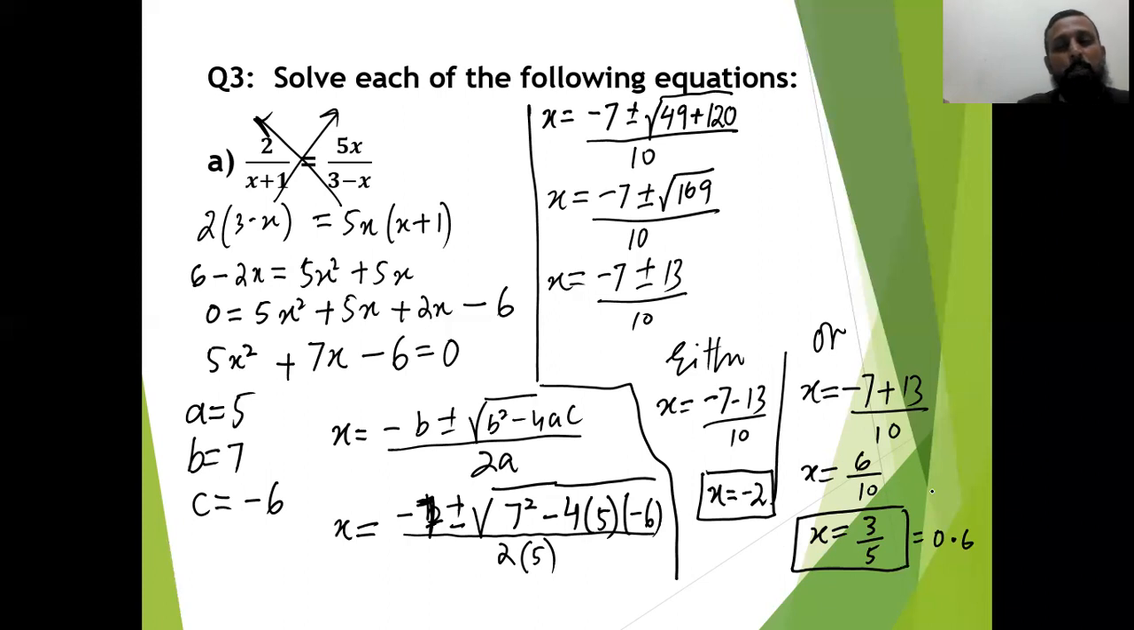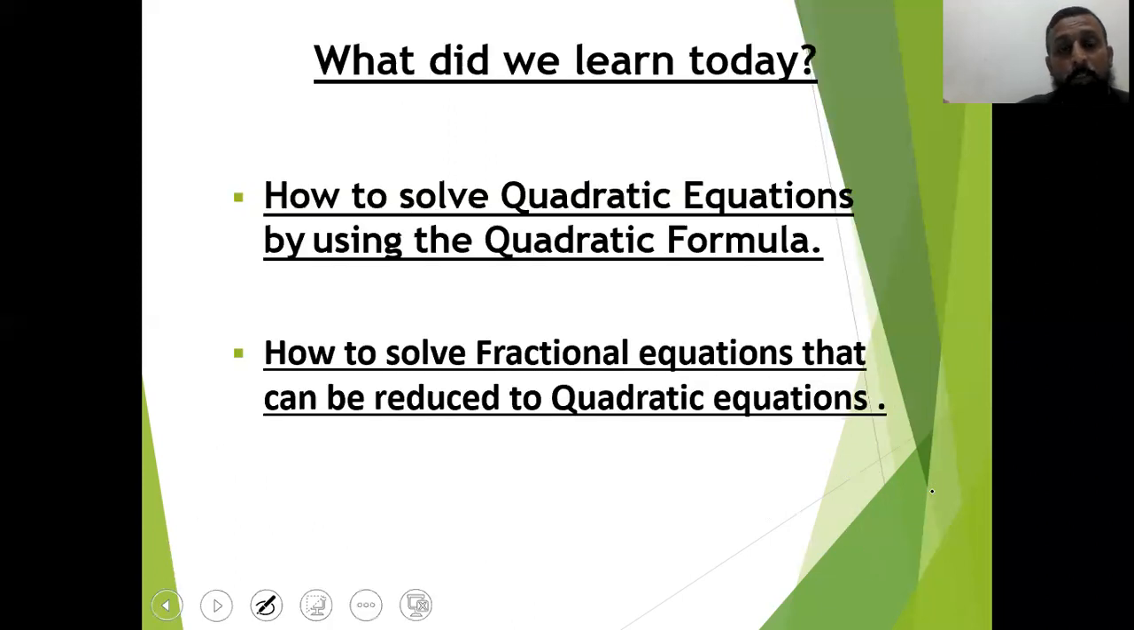Boys and girls, hope your concept is clear now how to solve fractional equations and simplify them, and then we get a quadratic equation, and we have learned different ways how to solve quadratic equations. Hope today's lesson was very informative for you guys and we have learned something new. So this is the end of our lesson, boys and girls. What have we learned today? We learned how to solve quadratic equations by using quadratic formula. Also, we have learned how to solve fractional equation that can be reduced to quadratic equations.